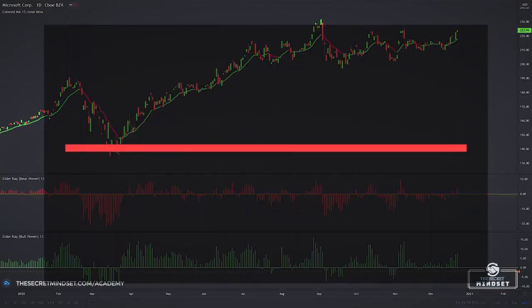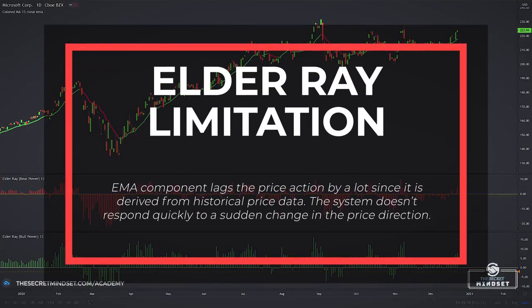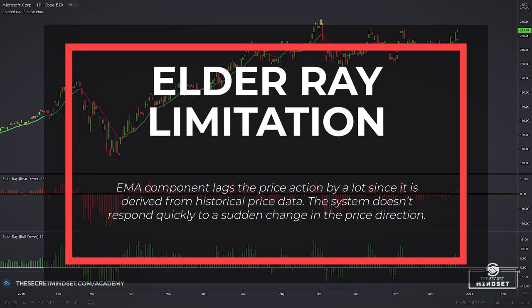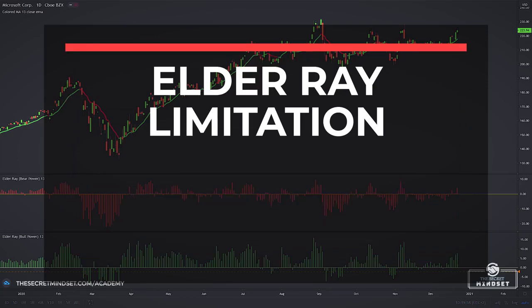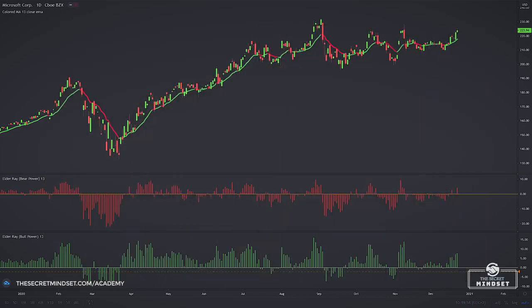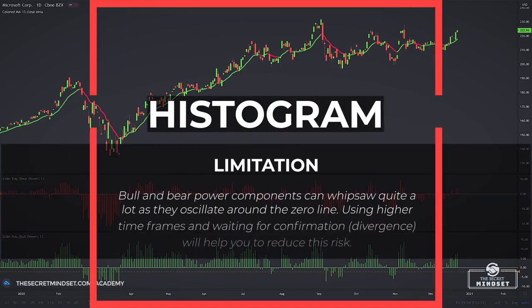One of the main limitations of the Elder Ray Index is that the EMA component can lag the price action by a lot, since it is derived from the historical price data, so it doesn't respond quickly to a sudden change in the price direction. By the time the indicator shows a signal, the price must have moved significantly, making it difficult to find a good spot for your stop-loss order.